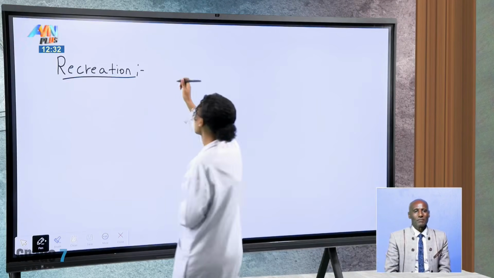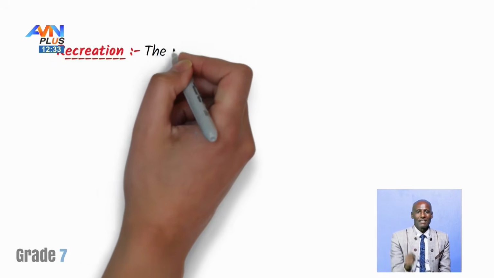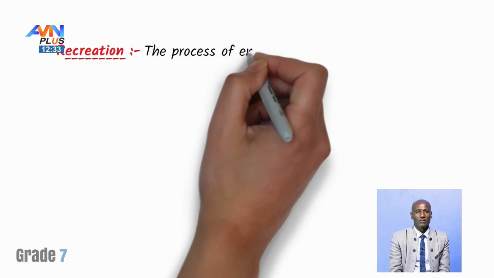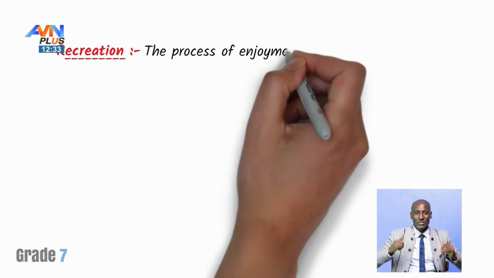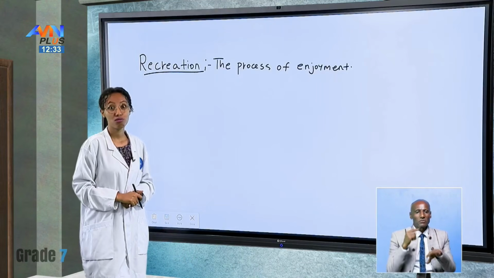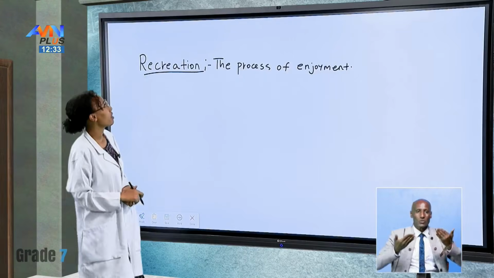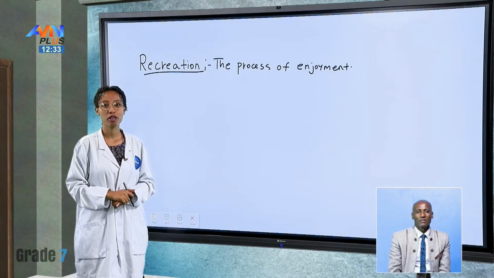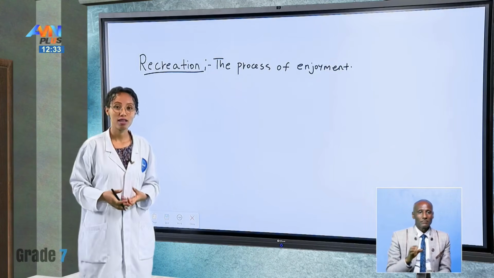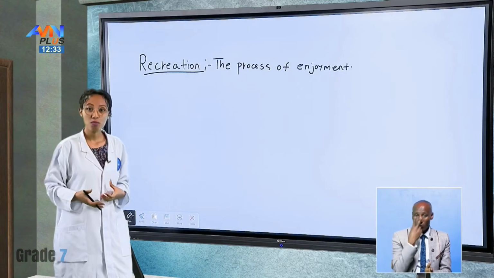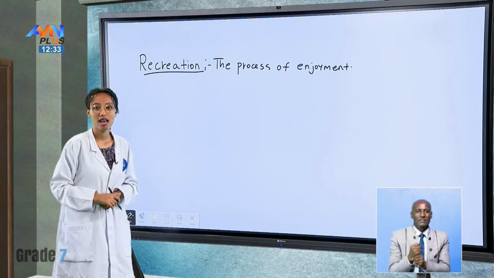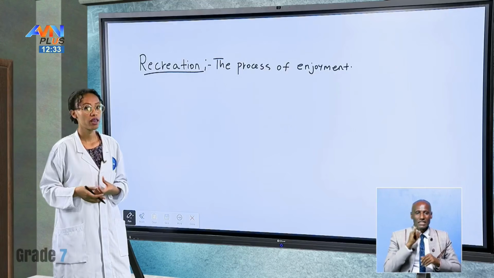So recreation is the process of enjoyment, or the process of enjoying something. People usually do this to have fun, to enjoy. One example I would give you of a recreational center is the cinema. For example, if you go to the mall, there are cinemas there where you can watch movies, eat popcorn and do different fun activities. So recreation is the act or the process of enjoying and being happy.